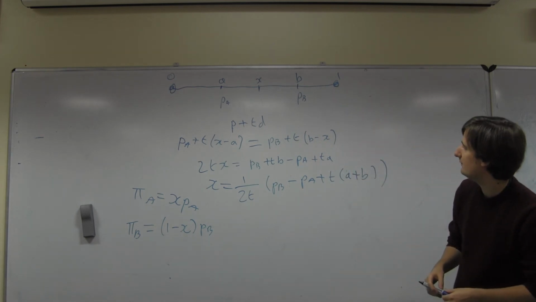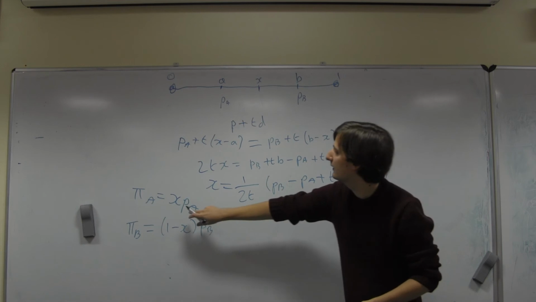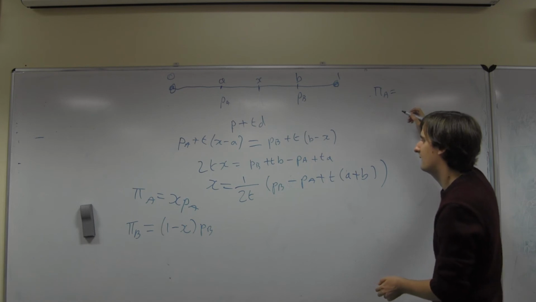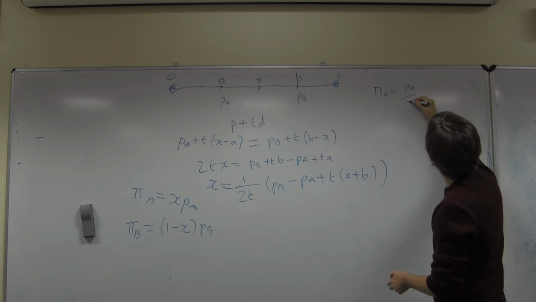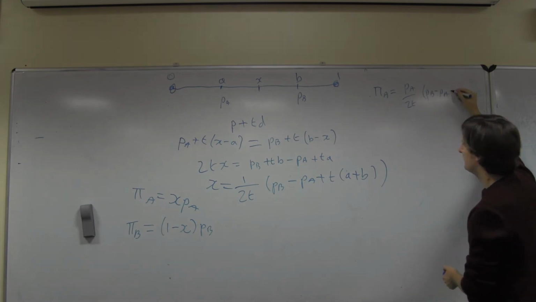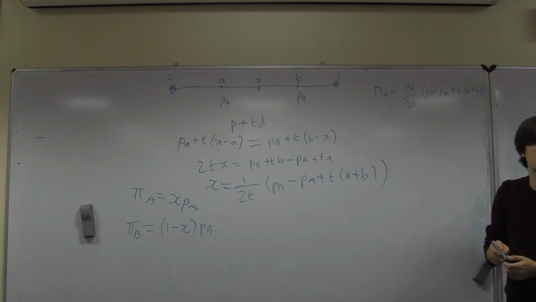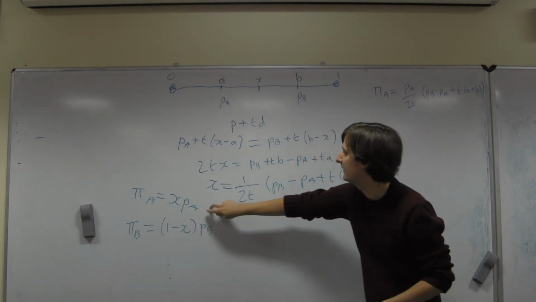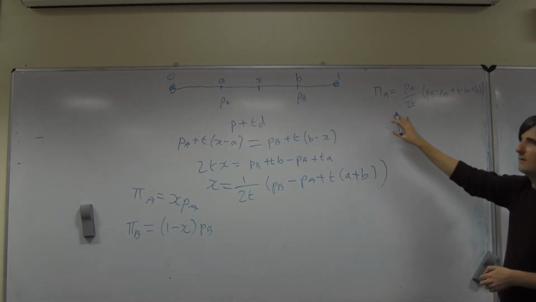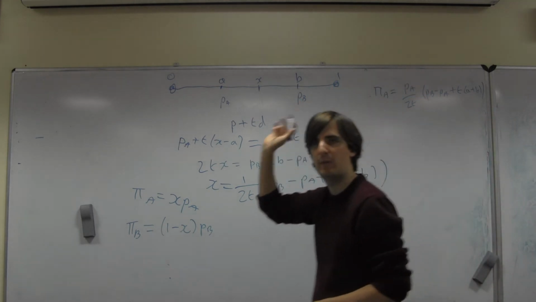So let's do it for firm A to start with. If we just expand that expression, we have pi A is PA over 2T, all times PB minus PA plus T times A plus B. So pi A was X times PA, so all we've done is just written that down. If you know the value of pi A, normally we'd start by solving for PA and PB.